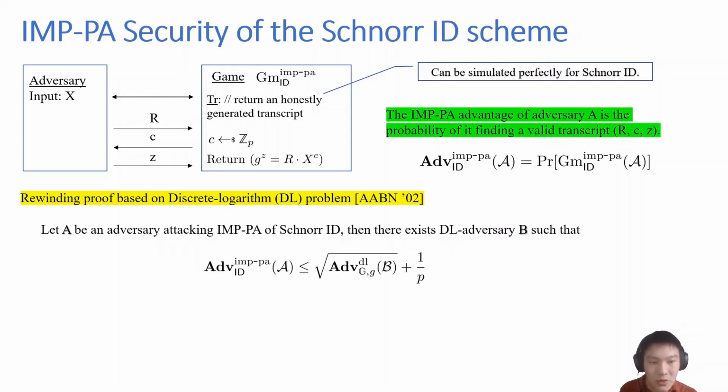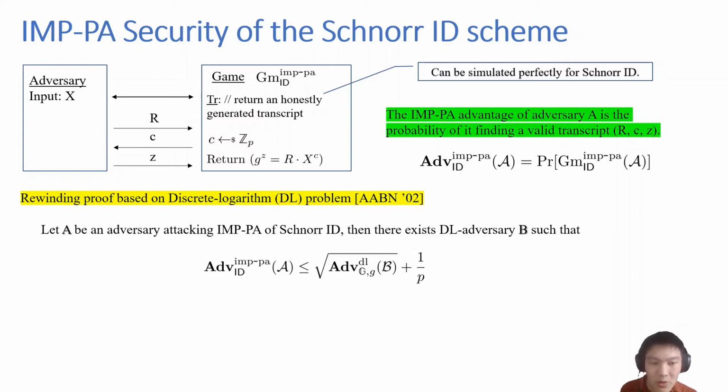The IMP-PA security of the Schnorr ID scheme is typically proved based on the assumed hardness of the DL problem in the underlying group. The reduction uses rewinding, running the IMP-PA adversary twice with the same commitment R to extract the discrete logarithm of the public key X. Since we essentially need two runs of the IMP-PA adversary to succeed, there is a square root loss in the advantage, as shown in the formula here.